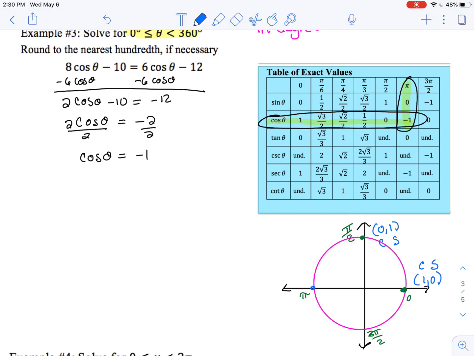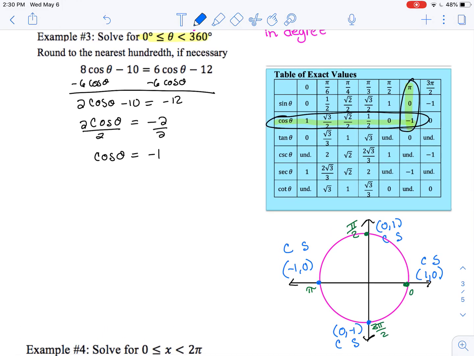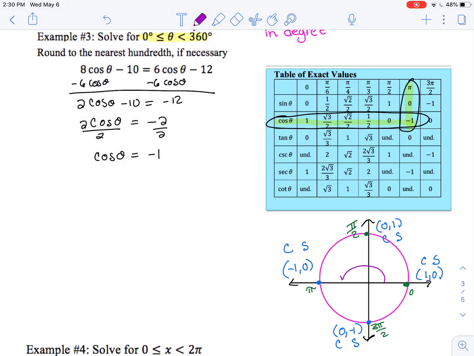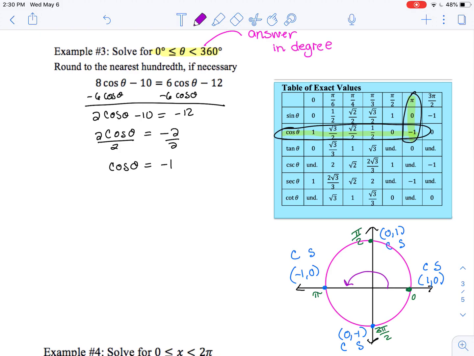Go over here to pi. This is the point (-1, 0). My cosine of pi is negative 1, and the sine of pi is 0. And then finally down here at 3 pi over 2, this is (0, -1). So the cosine of 3 pi over 2 is 0, and the sine of 3 pi over 2 is negative 1. So in this case, our angle that we're solving for is this angle here, which is pi. That is the only place from 0 to 360 that cosine is equal to negative 1, only at pi.